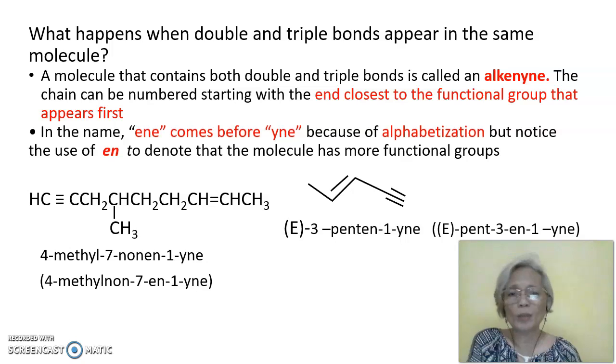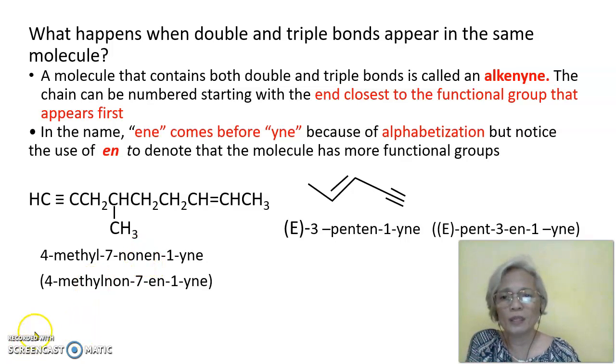Now, a double bond and a triple bond have the same priority. Now, that molecule which contains a double and triple bond is called an enyne. Okay? The chain can be numbered starting with the end closest to the functional group, whether it is a double bond or a triple bond. And in the name, "en" comes first before "yne," simply because it appears first in the alphabet. But we drop the last letter e, so we just have "en" to denote that the molecule has another functional group, which in this case is a triple bond.